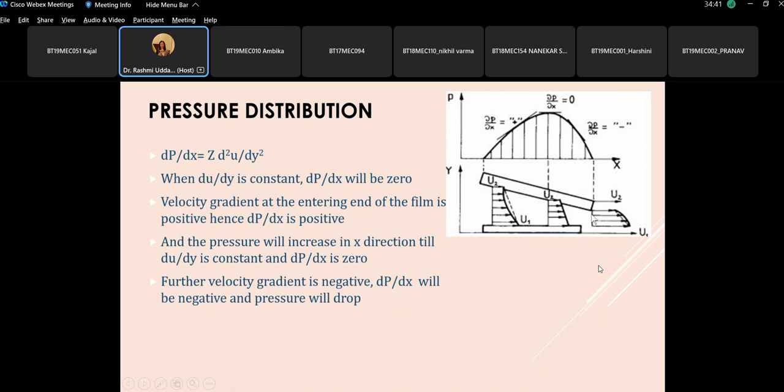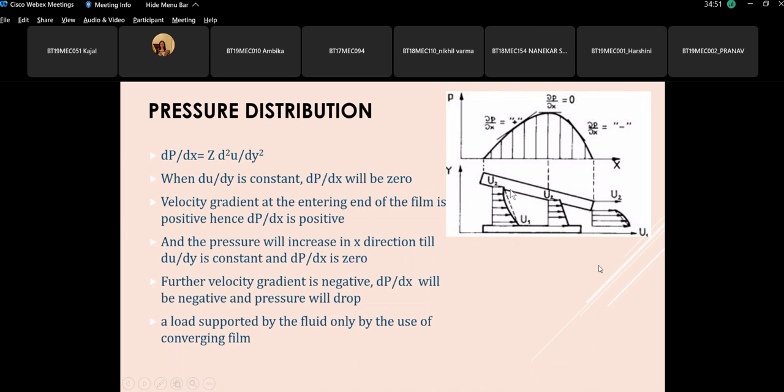So wherever the thickness of the oil film is minimum, the pressure is also 0. And it is this pressure gradient and this velocity gradient which is supporting the load. The load is supported only by the fluid which is there in the converging film. So this is very important. This is the converging film which is supporting or carrying the entire load of the journal. And there is the weight of the journal which is responsible for the average pressure coming on the oil.